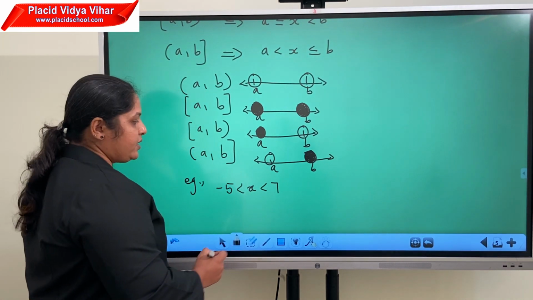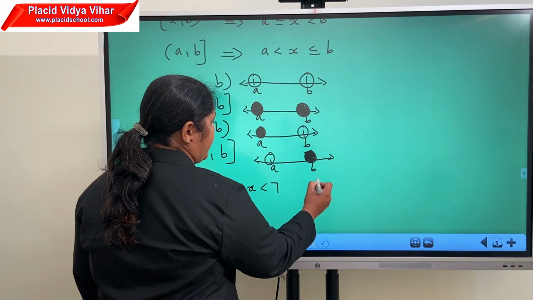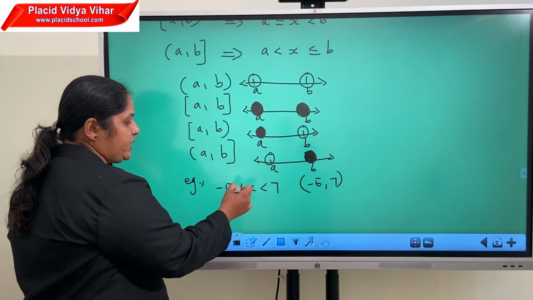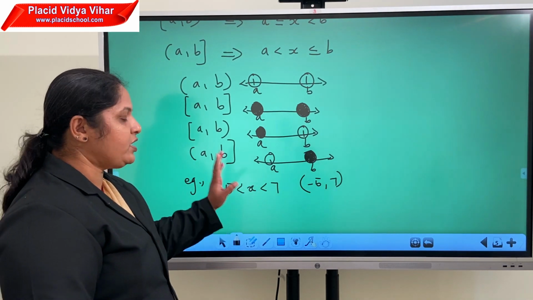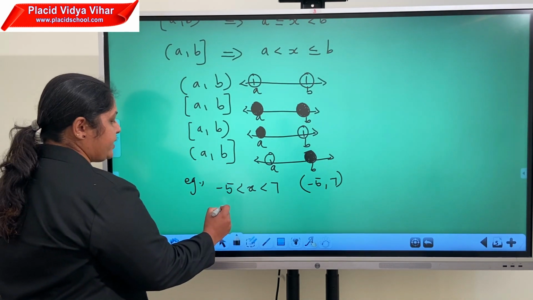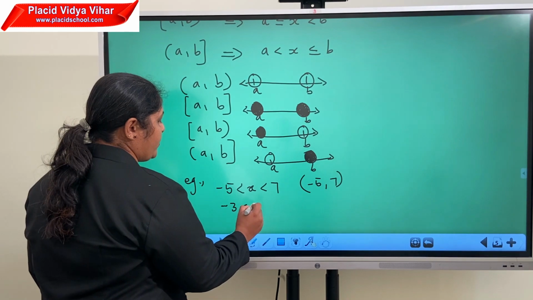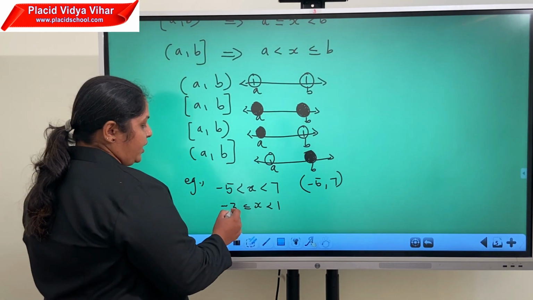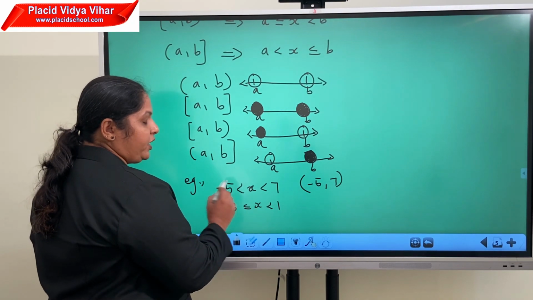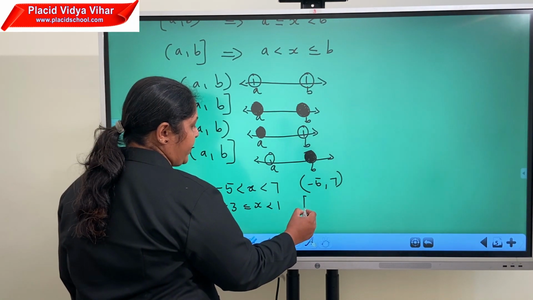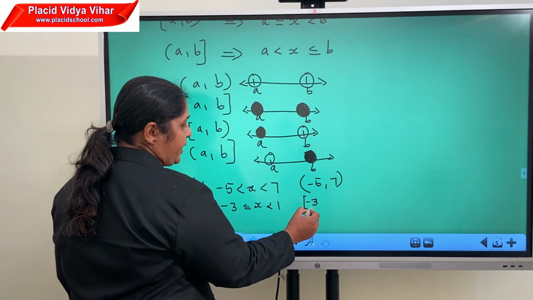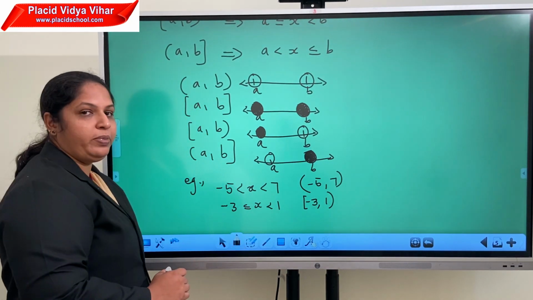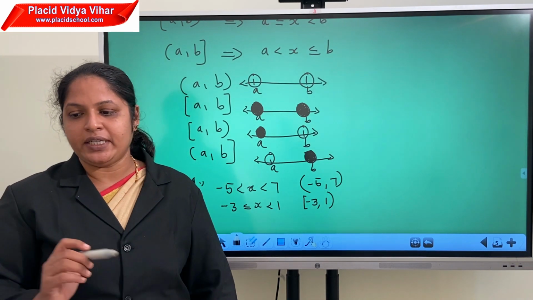How can we represent this in interval form? -5 to 7, both open, because look at the inequalities: -5 and 7 are not included. Another example, -3 ≤ x < 1. How can we write this? -3 is included but 1 is not included. So how will we write? -3 with a closed bracket, and 1 is not included, so it should be left as a simple bracket.